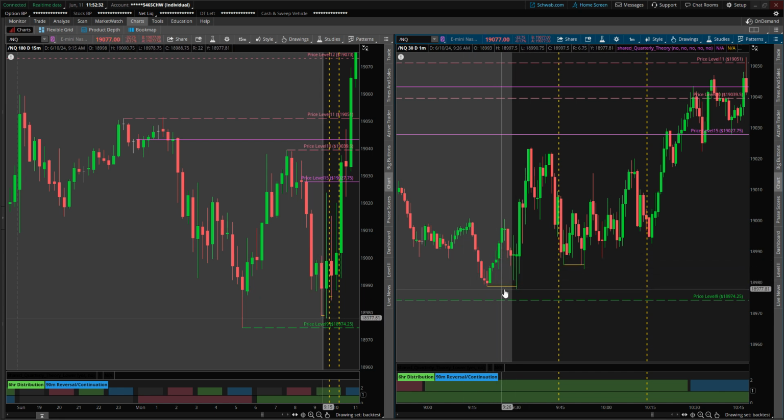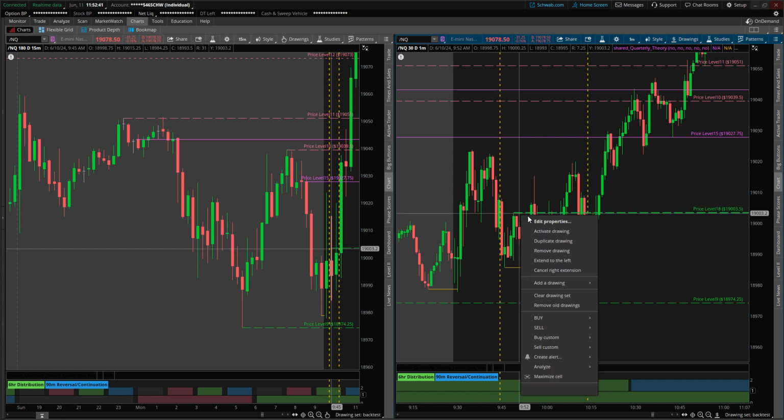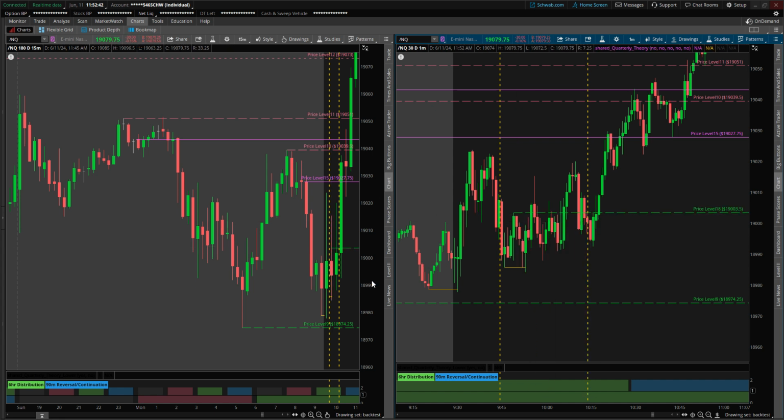So we had one sweep here, another sweep here. We had a displacement here. And by displacement, I mean market structure break, in a way. Boom. Was there an FVG made? No. So we just keep looking. We're waiting, you know.